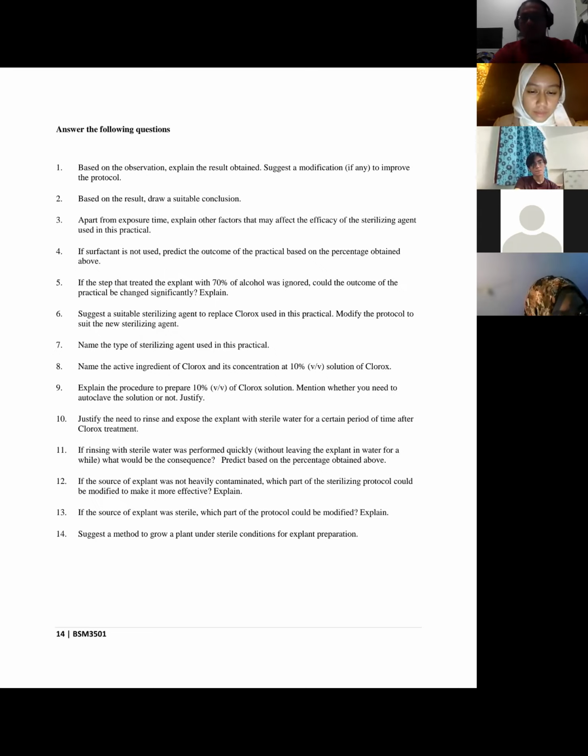Okay, so my answer is that it is to maintain the hygienic condition of the explant and to prevent the introduction of contaminating microbes. The hygienic condition here means the condition is free from microbes. So basically, the need to rinse and expose the explant to sterile water is to maintain that there are no microbes there. Okay, understood? Or anyone else have a different answer?